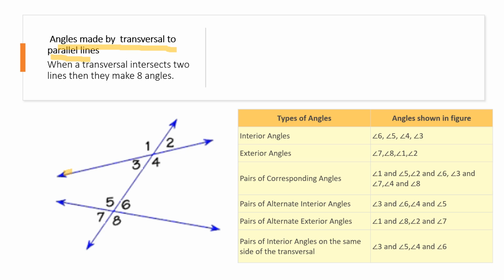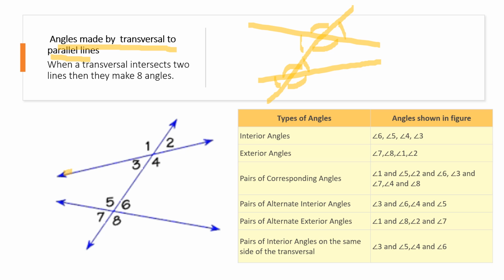When a transversal intersects two lines, then they make 8 angles. So if these are any two different lines and a transversal line is cutting them, how many angles do they make? 1, 2, 3, 4, 5, 6, 7, 8. That's what they have shown here. So what are these angles and how are they termed?